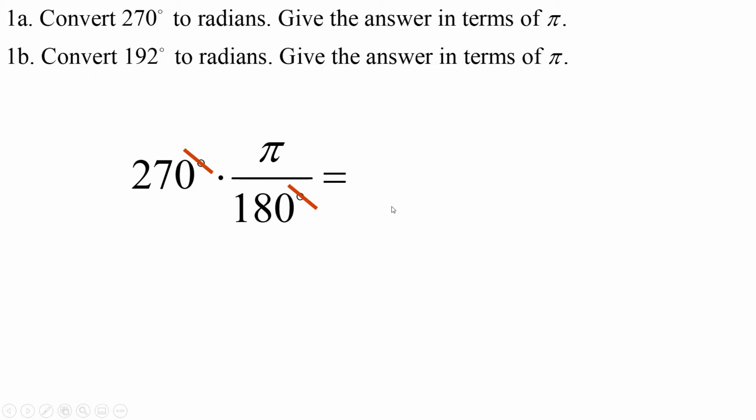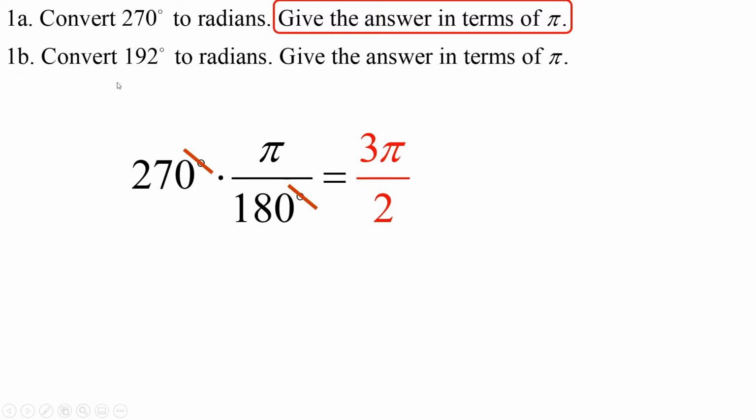So I could write this as 270 pi over 180. But I think we can simplify 270 over 180. That would be 27 over 18 or 3 over 2. And if you're struggling with simplifying, you can do it on your calculator too. I think I'll show you that on the next one, which is a little more complicated.